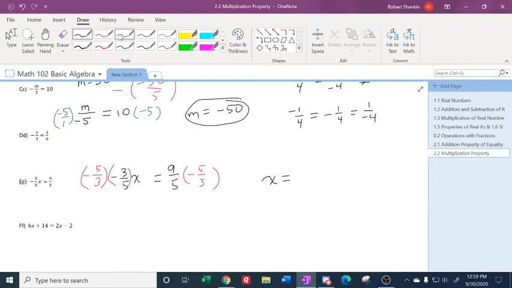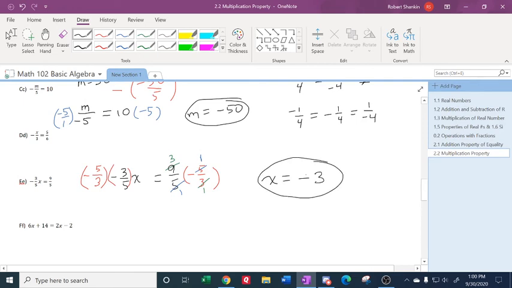And on this right-hand side, divide by 5, divide by 3, and notice that there's one negative sign. So the whole answer is going to be negative. 3 times 1 over 1 is 3. And that would be it right here.